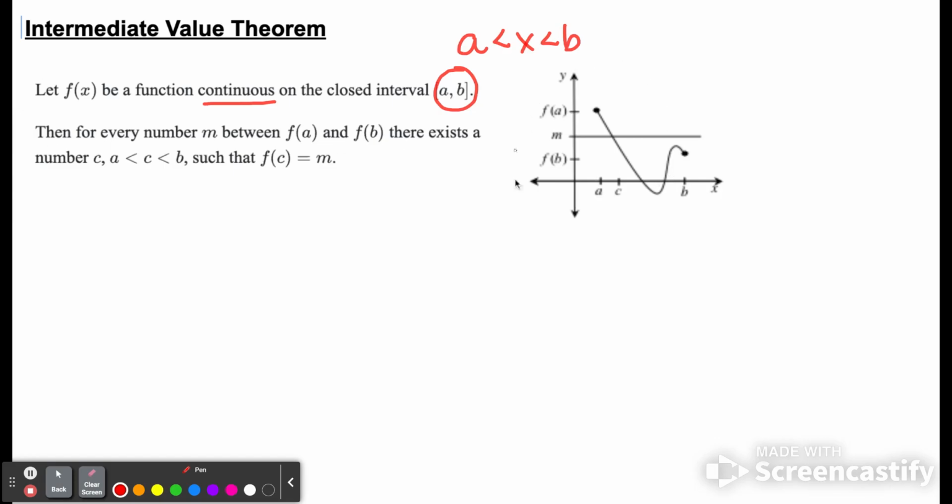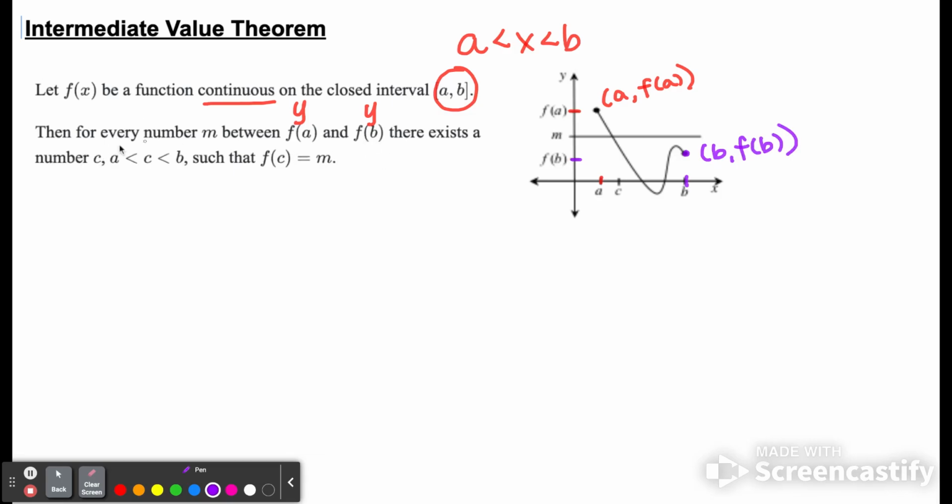Okay, now that we've got those conditions set, for every number m, so that's every single, keep reading, between f of a and f of b. Since these are f of a and f of b, I know that these are y values. These are the outputs of the function. And they're not just any y values, but they're the coordinates. So you have a here, you have f of a here, and you have this point a, comma, f of a. I plug in a, I get out f of a. Then you have b here and f of b here, and that's this point right here. I plug in b, I get out f of b.